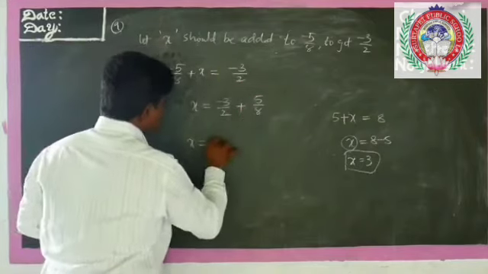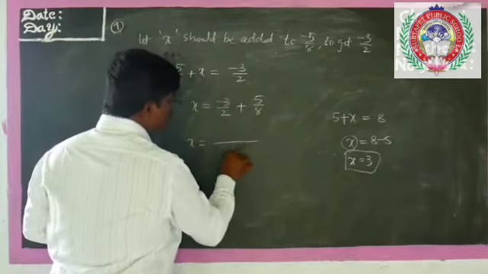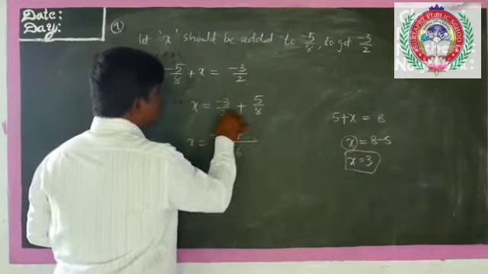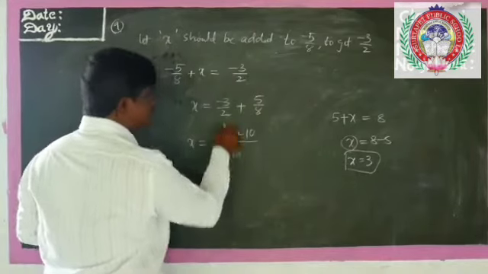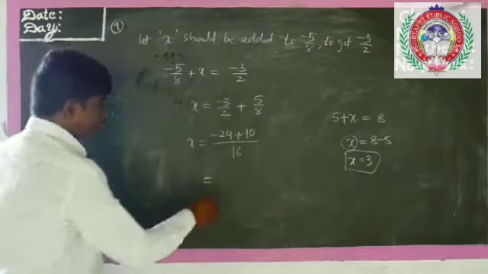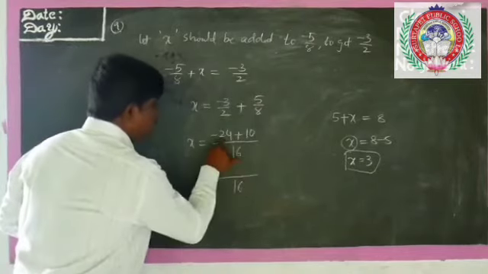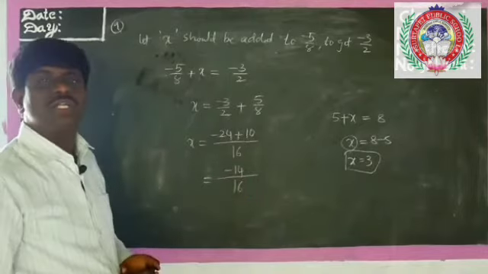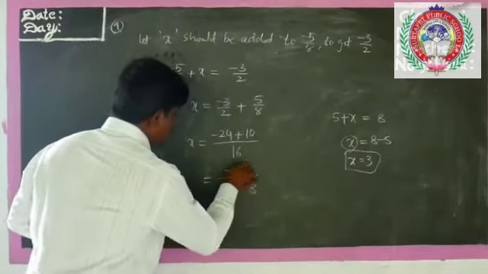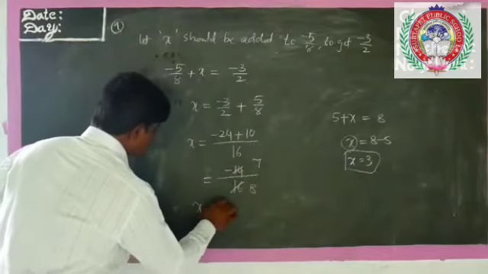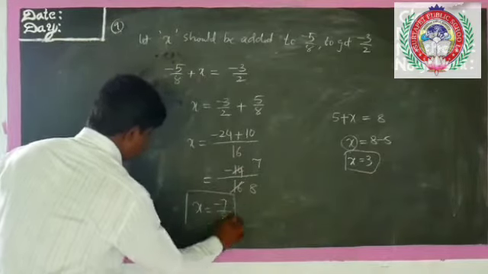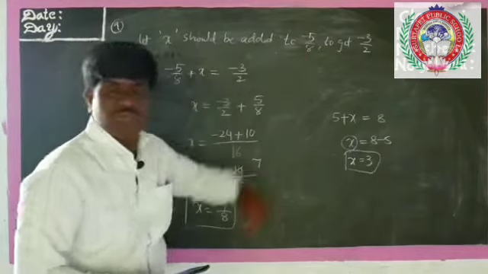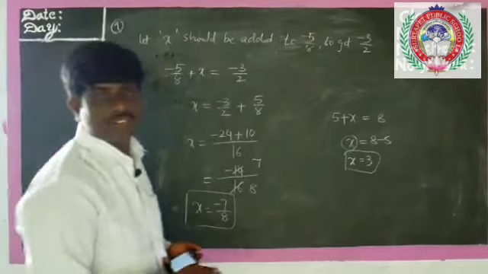So x is equal to, again 2 8s are 16, 8 into minus 3 is minus 24 plus 2 into 5 is 10. Otherwise we can take LCM also, no problem. Now 16, minus 24 plus 10 is minus 14. These two get cancelled with the 2 table. 2 8s are 16, 2 7s are 14. So x is equal to minus 7 by 8. So when we add minus 7 by 8 to this number, then we will get the result minus 3 by 2.